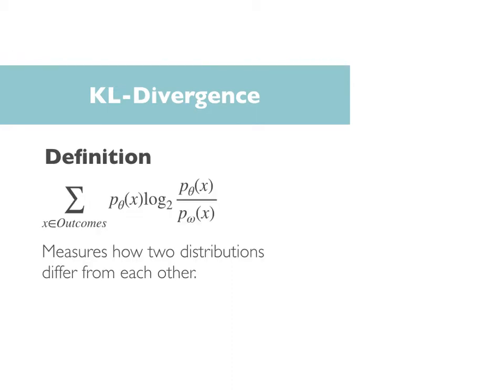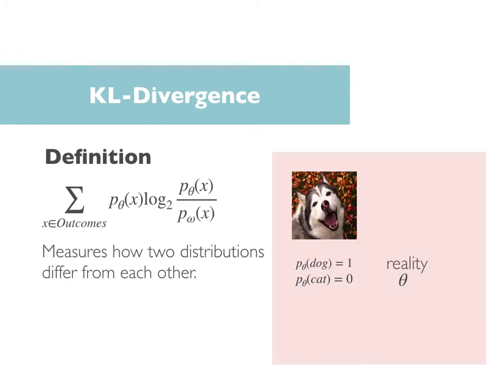this video. So the KL-divergence formula simply measures how two distributions differ from each other, and the best way to understand this is to work through the formula with an example. So say we're training a neural network to classify dogs and cats. In reality, which is modeled by some perfect parameters theta, this image will get a label of 1, 0, 1 for dog and 0 for cat.